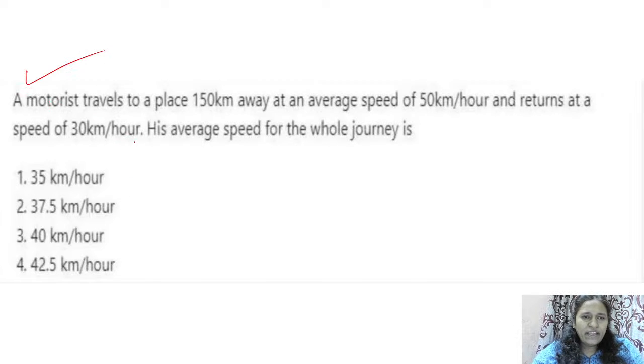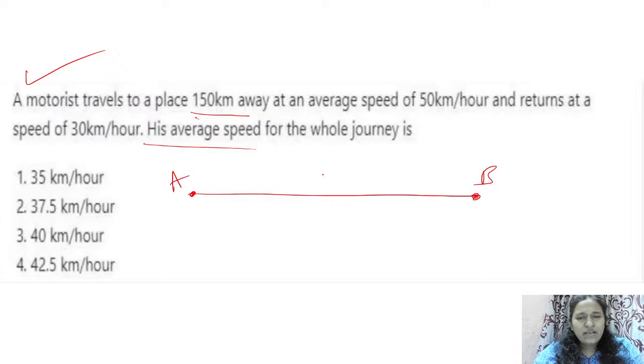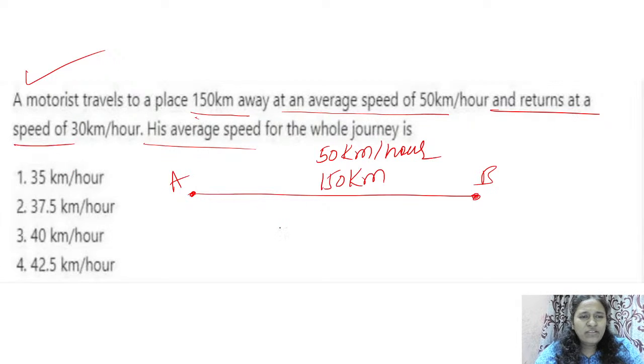This is average rate. Again, a motorist travels to a place. Suppose he started at place A, to a place 150 kilometers away. He is traveling to place B. The distance is 150 kilometers at an average speed of 50 kilometers per hour. How much speed is he going? 50 kilometers per hour, and returns at a speed of 30 kilometers per hour. It is going, and in returning to the same place, what is the speed? 30 kilometers per hour. What is the average speed for the whole journey?